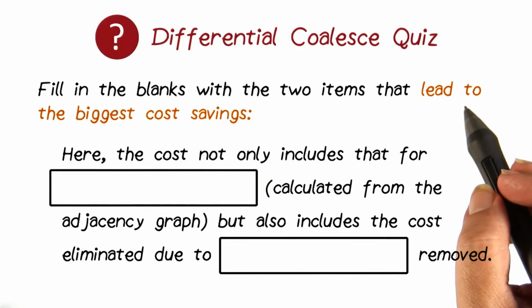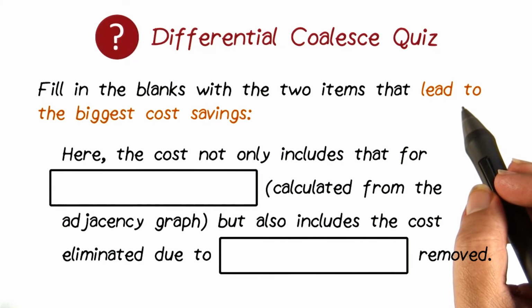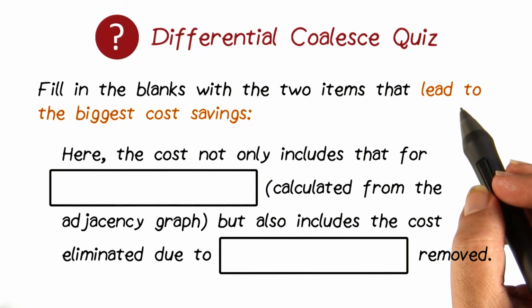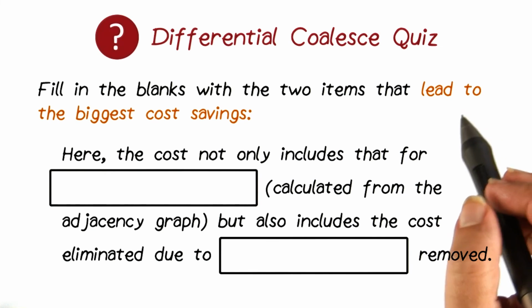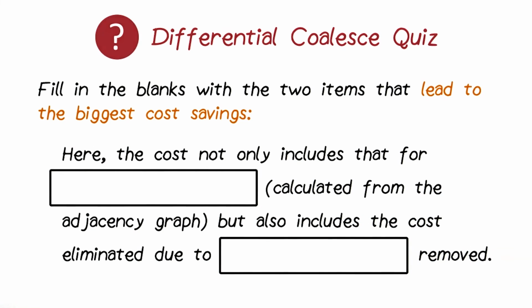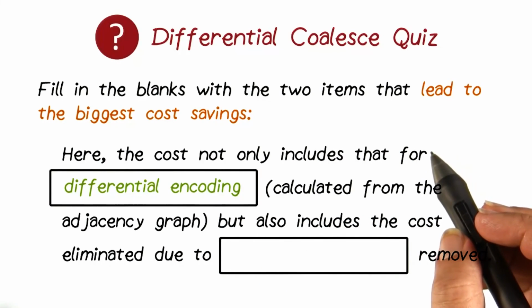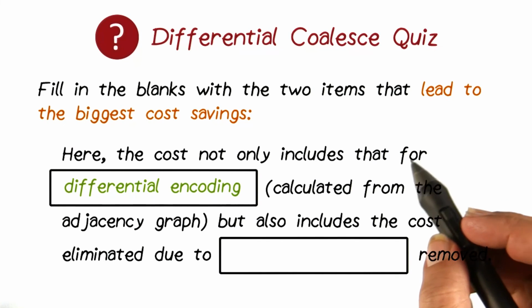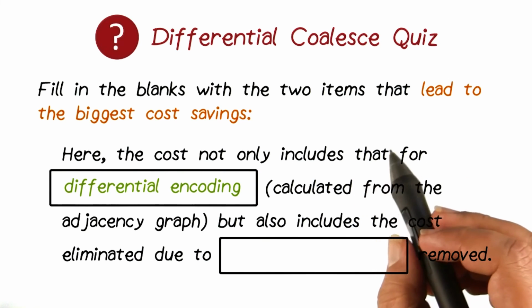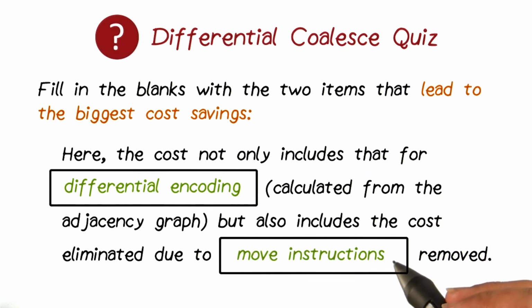Let's go to this particular quiz to test our knowledge of coalescing. So the statement you have to fill in here is as follows. Here the cost not only includes that for blank calculated from the adjacency graph, but also includes the cost eliminated due to blank removed. Please go ahead and fill in these two boxes. So in terms of this particular first box, the right answer is: here the cost not only includes that for differential encoding, which is calculated from the adjacency graph, but the cost always of course includes all the moves that are eliminated because of the differential encoding.